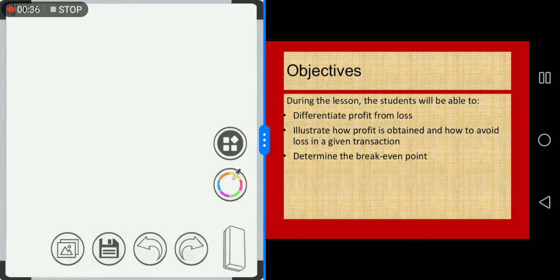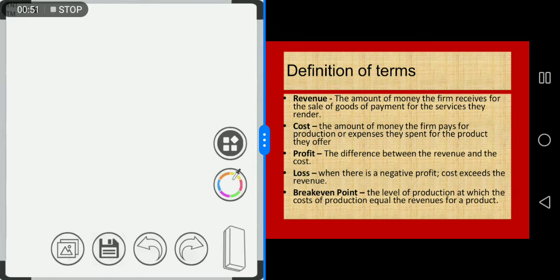Okay, so our objectives will be to differentiate profit from loss, to illustrate how profit is obtained and how to avoid loss in a given transaction, and for us to be able to determine the break-even point. So, let us start with the definition of terms.